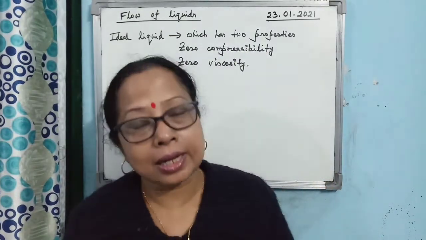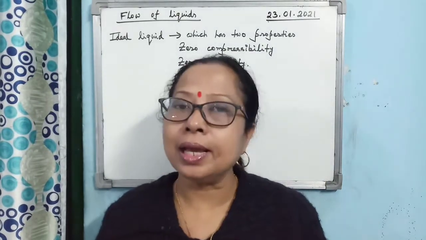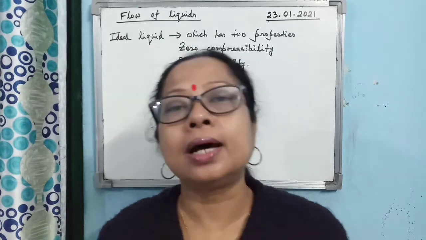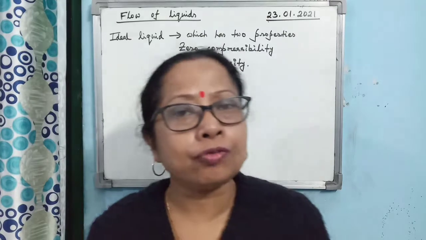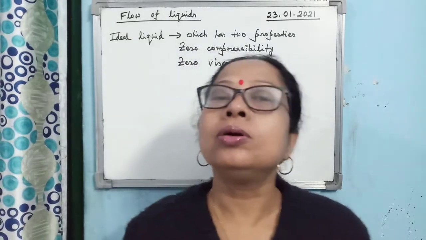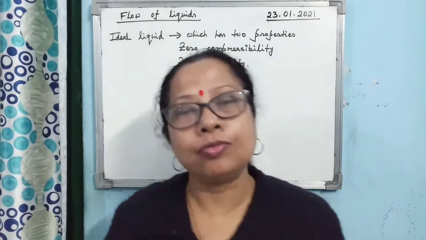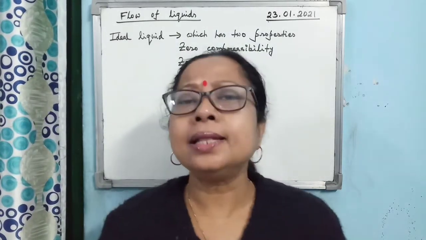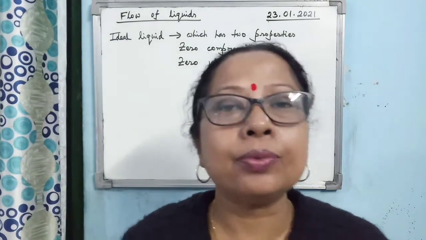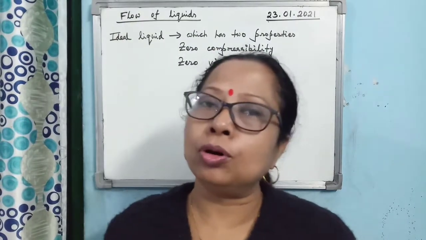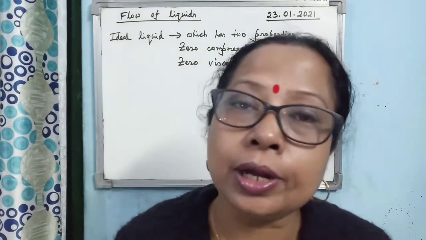So ideal liquid means which has zero compressibility, means whose volume will not change under the action of pressure, and which has zero viscosity, means there is no frictional force acting along the flowing liquid. Alright, that is the concept of ideal liquid. Then when a liquid is flowing, we may consider that the liquid may undergo two types of flow. One is known as streamlined flow, another is known as turbulent flow.